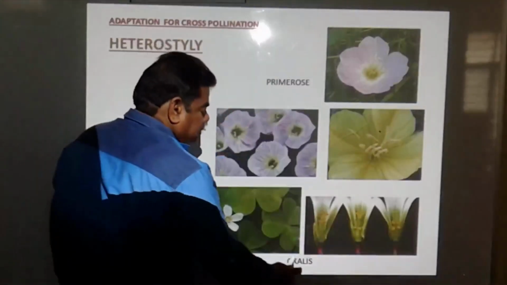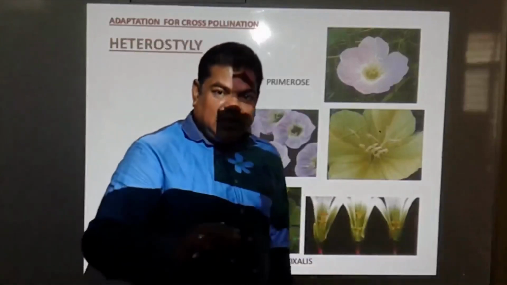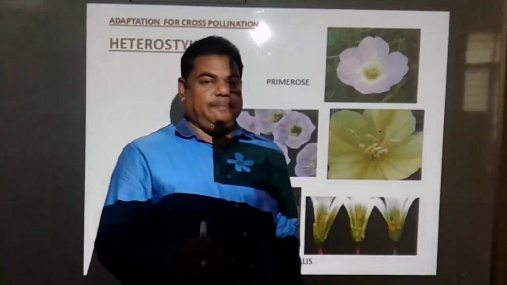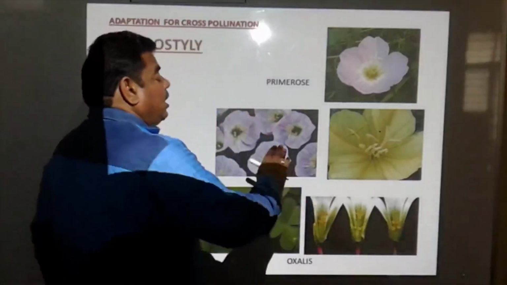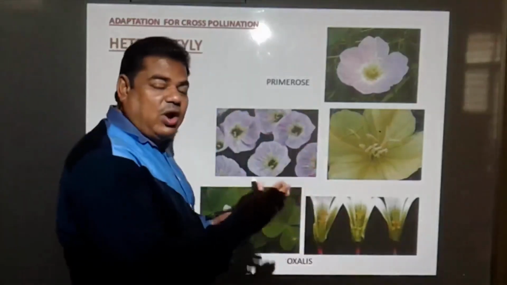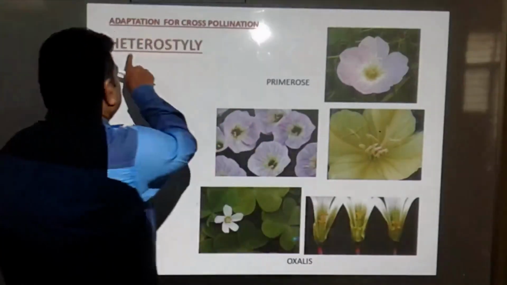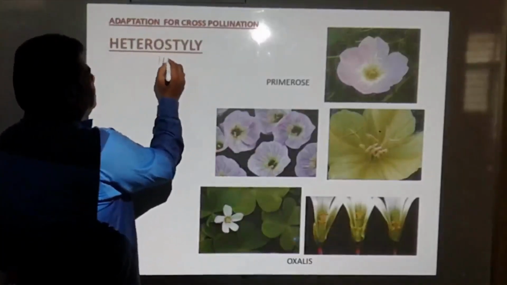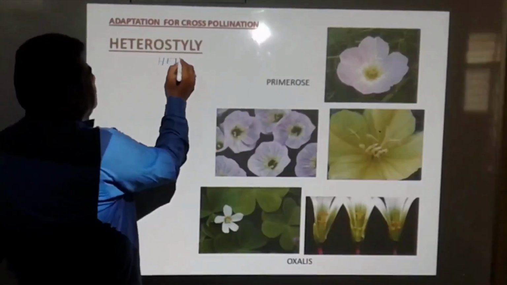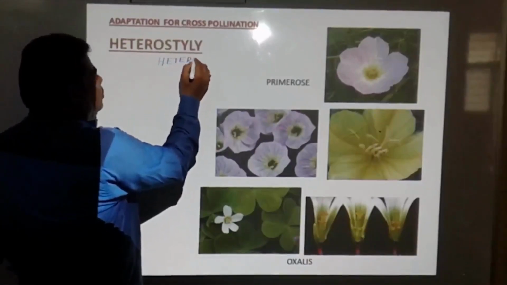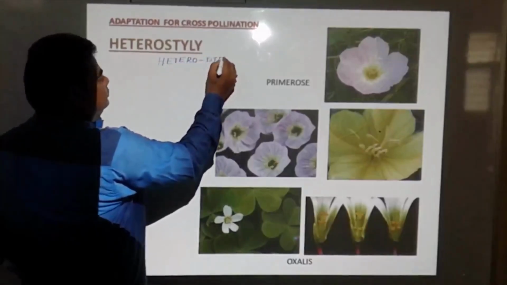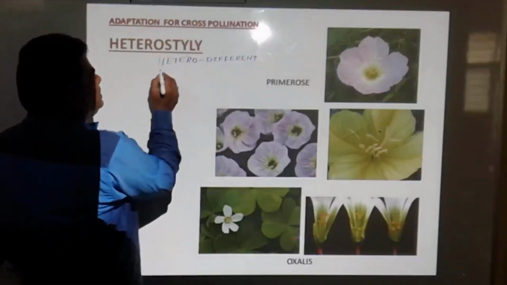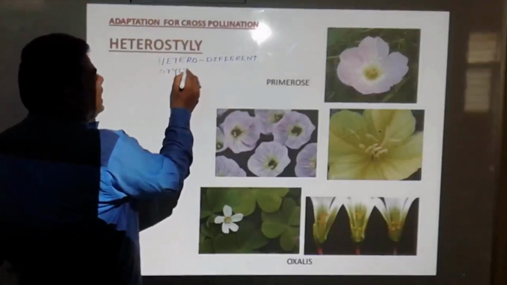Both primrose and oxalis flowers are bisexual. Means androecium and gynoecium, both sexes are present in that flower. Both sexes are present, but they avoid self-pollination and they gain what? Cross-pollination by one method. We call it heterostyly. Here hetero means different, and styly means style.